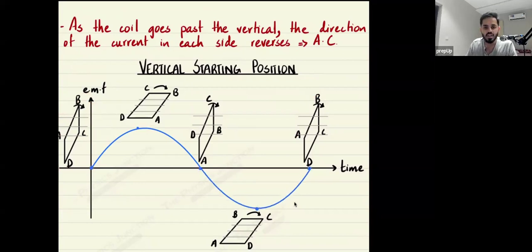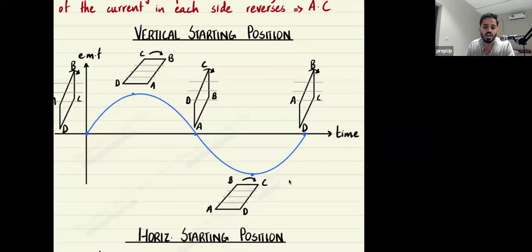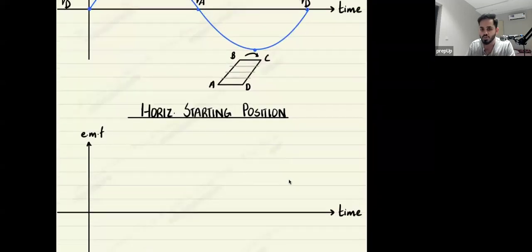And that's the graph that we have. After this, as the coil keeps rotating, the same shape is going to keep repeating. For those of you who study add math, you might recognize this as the sine curve. What if it starts from a horizontal starting position?